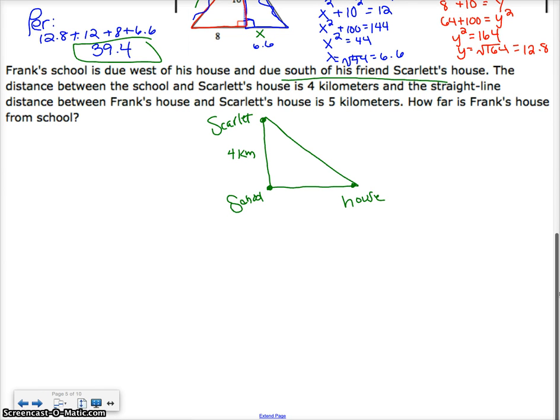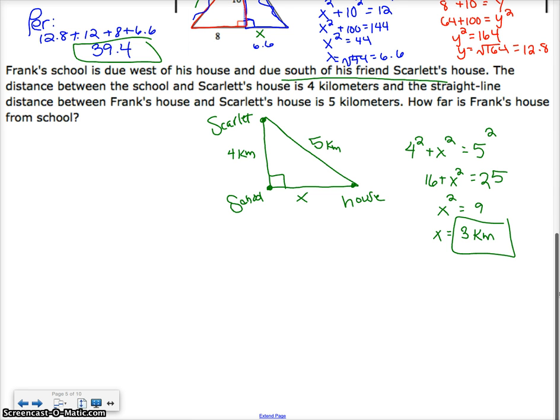I label my vertices. I would highly suggest doing that because it can get really confusing if you don't. And the straight line distance between Frank and Scarlett, so Scarlett and Frank, is 5 kilometers. How far is Frank's house from school? So Frank to school. I'll call it X. Or B or A, I don't care. I say B or A because there's that right angle and A or B created. So 4 squared plus X squared is 5 squared. 16 plus X squared is 25. X squared is 9. X is 3. Taking the square root of 9 is 3 kilometers. And that is your learning target for today. Cool.